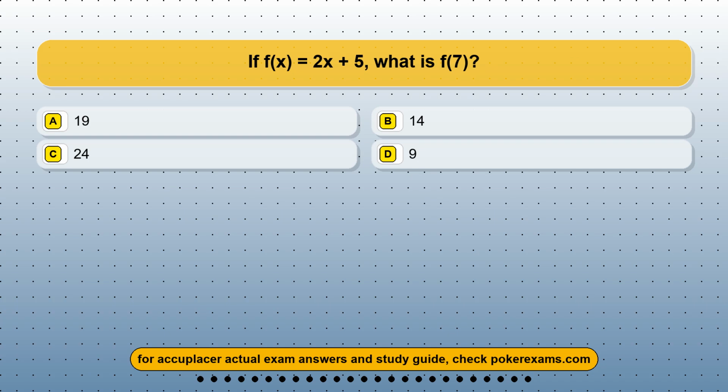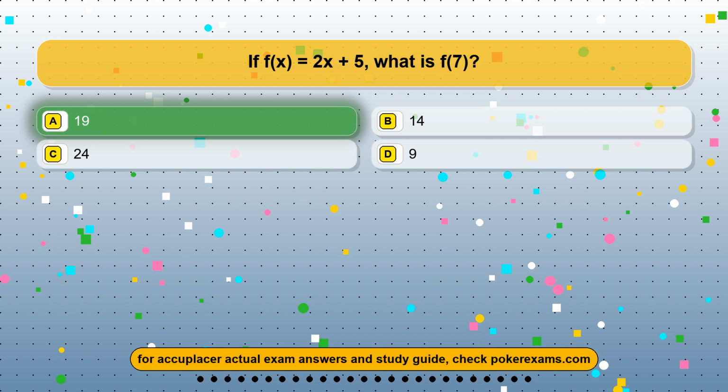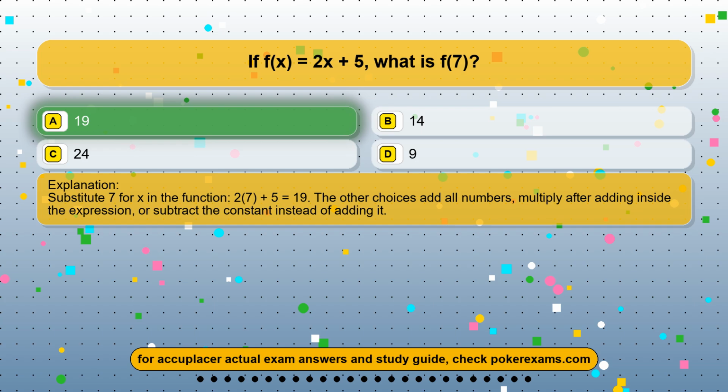Question 25. If f(x) equals 2x plus 5, what is f(7)? Option A, 19. Option B, 14. Option C, 24. Option D, 9. The correct answer is option A, 19. Substitute 7 for x in the function: 2 times 7 plus 5 equals 19. The other choices add all numbers, multiply after adding inside the expression, or subtract the constant instead of adding it.